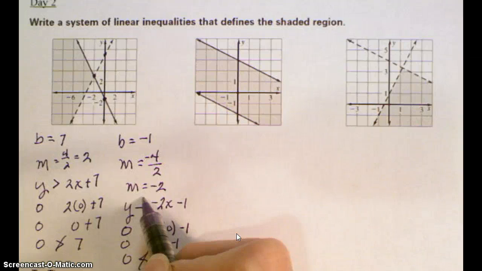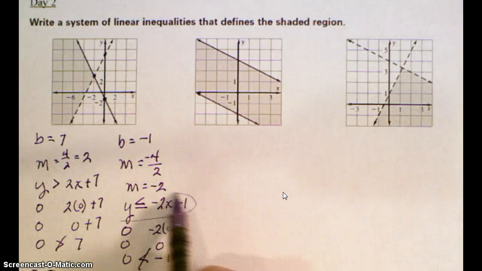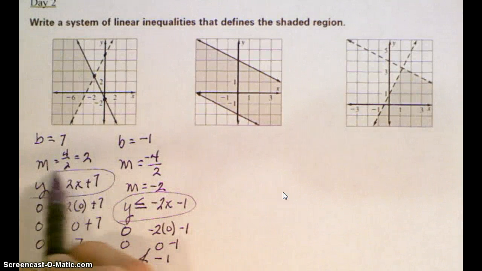So my inequality system would be y is less than or equal to negative 2x minus 1. Here are my two systems.